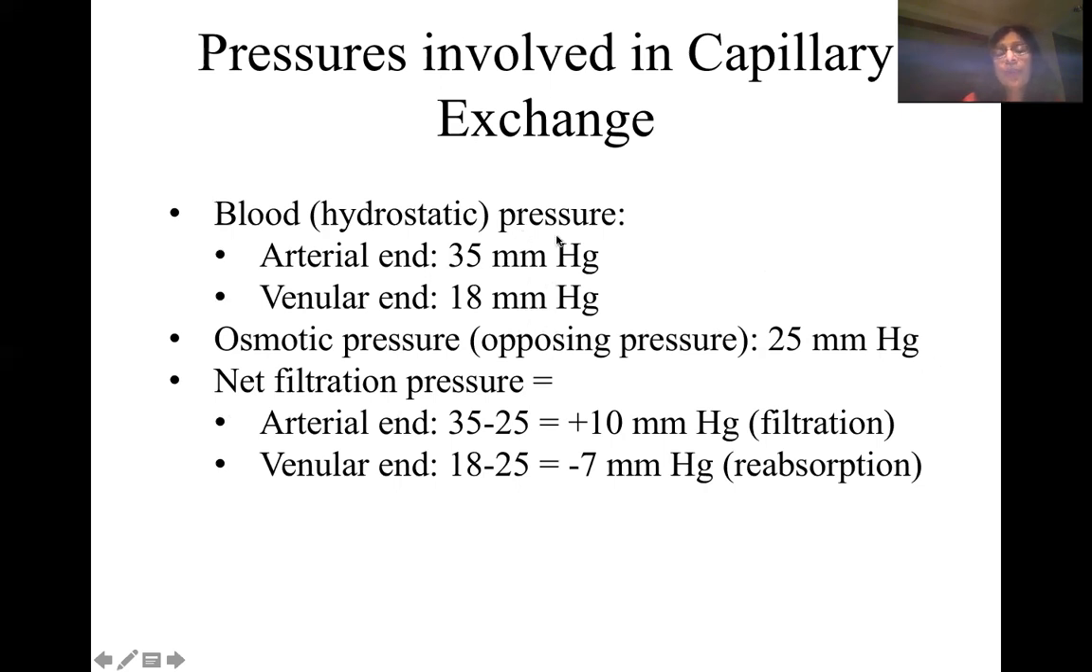So these are the two pressures that we need to consider mainly. Blood pressure is within the capillary. Osmotic pressure is the pressure that you're thinking about from the interstitial fluid towards blood. So this is the opposing force. Okay, this is the resistance that the fluid has to face in its direction of movement.